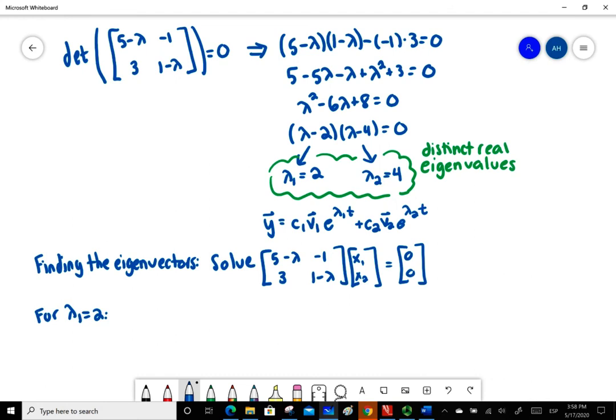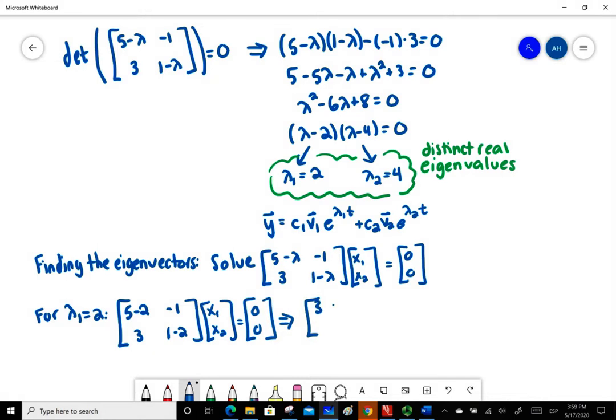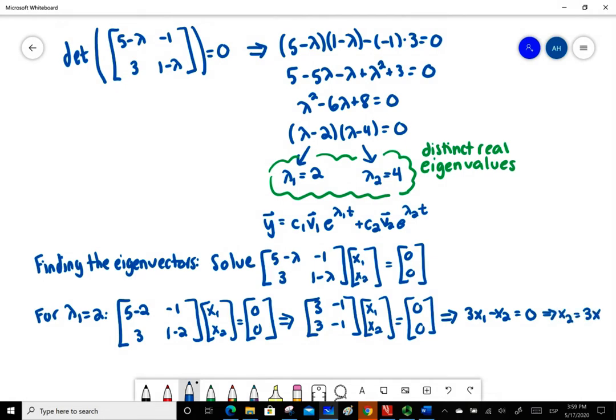Plugging in λ1 = 2, I get [5 - 2, -1; 3, 1 - 2] times [x1, x2] = [0, 0]. So [3, -1; 3, -1] times [x1, x2] = [0, 0]. So 3x1 - x2 = 0, so x2 = 3x1. Choosing x1 = 1, I get x2 = 3. So one eigenvector corresponding to λ1 = 2 is the vector [1, 3].